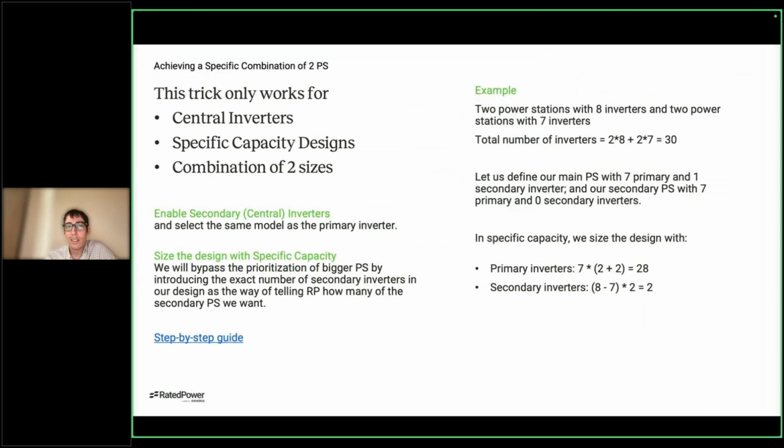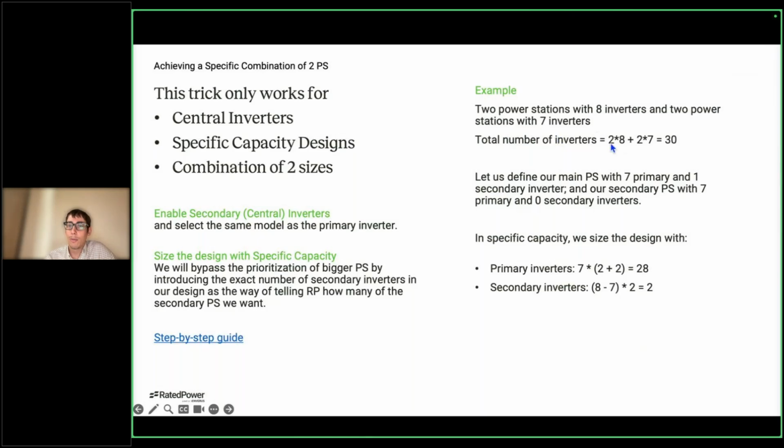This trick is only available for central inverters, for specific capacity designs where we're targeting a specific amount of inverters, and as a combination of 2 sizes. The idea here will be to enable secondary inverters and then size the design telling exactly the number of secondary power stations as the secondary inverters. So let me show you that with an example.